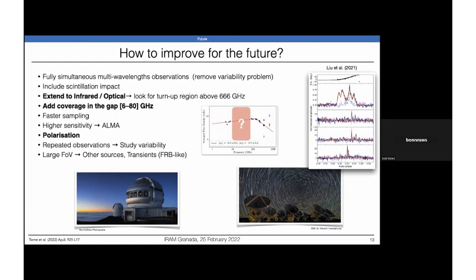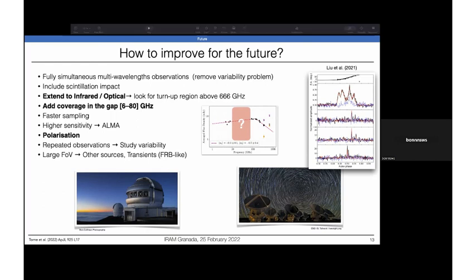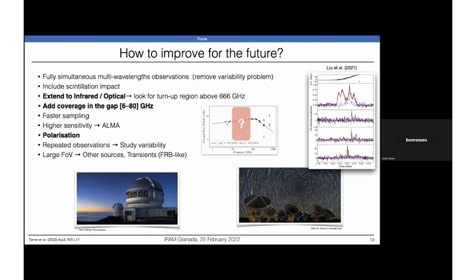Maybe we don't see the turn-up because it's at a higher frequency. As you may have seen before, we know that the infrared and optical emission sometimes is higher than the extrapolation from radio. So something has to be happening there, and it would be fantastic to fully sample it. There is another gap between 10 gigahertz and 60, 70 gigahertz that we may now be able to cover very well, for example, with band 1 of ALMA that is coming online, plus other telescopes. And of course, polarization information will also be great, but this is a bit too complex.